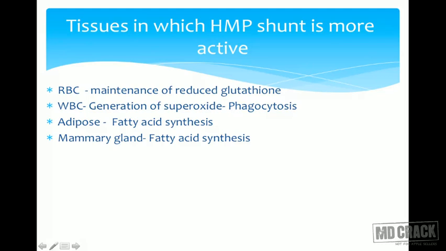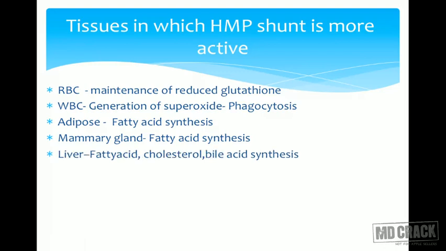Yes, again, the HMP shunt is required in the lactating mammary gland for the production of milk. Milk contains a lot of fatty acids, and fatty acid synthesis is again a part of reductive biosynthesis, so the HMP shunt is required. It is also very active in the hepatocytes. Please remember that most of the pathways are active in the liver, except ketolysis. Other than ketolysis, all other pathways happen in the liver tissue, the hepatocytes.